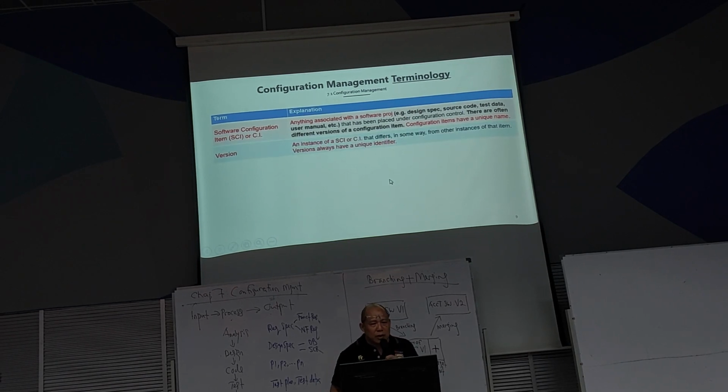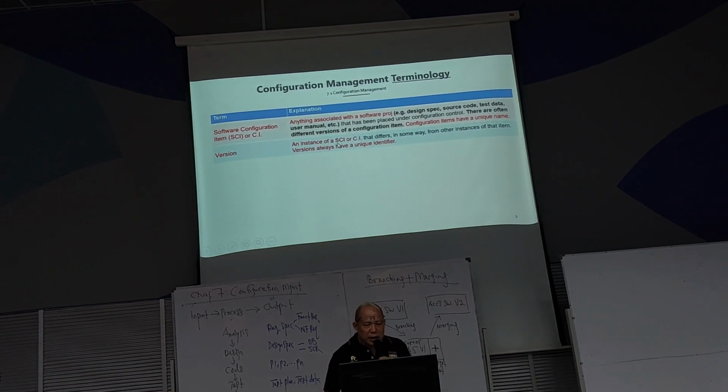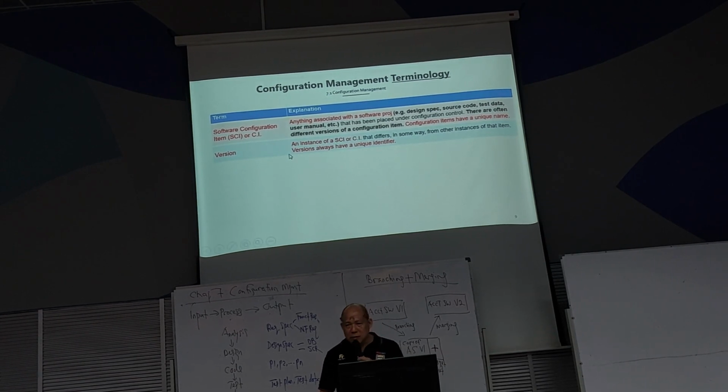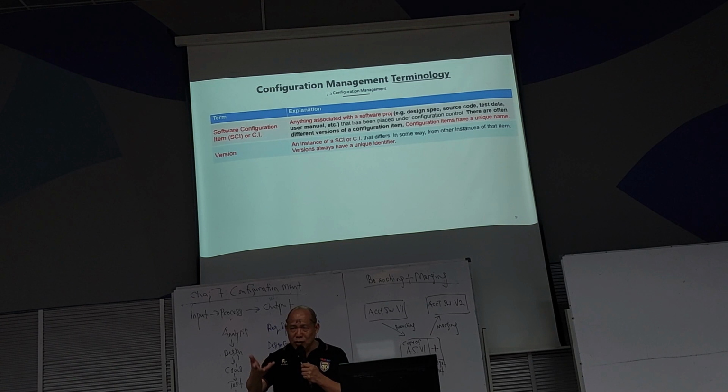A version is an instance of a software configuration item. A version always has a unique identifier. You can check your Android phone: go to settings, about, and you can see the version number.